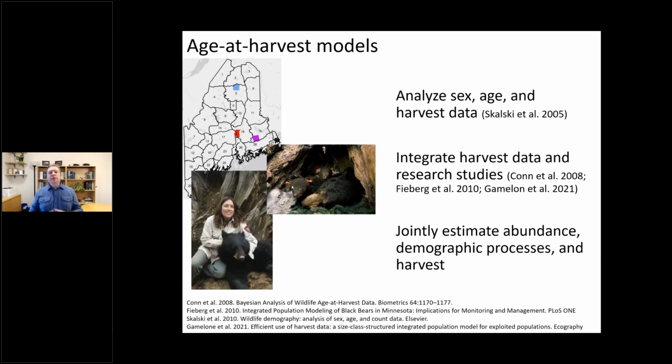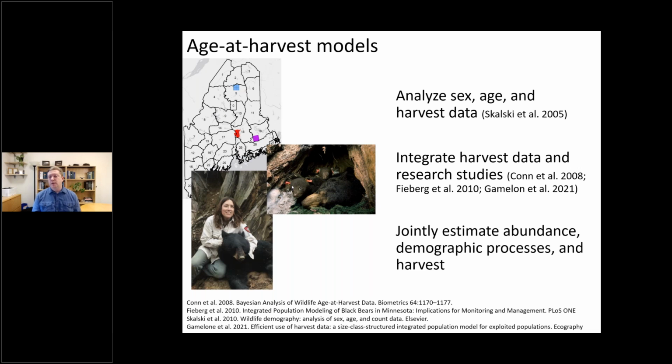So with this in mind, we started talking to this group then about thinking of ways we could use all of these pieces of information to better estimate and address their information needs, particularly state and regional estimates of abundance and the demographic parameters that are driving changes in abundance. And this led us down the road of thinking about age-at-harvest models. And broadly, we can think about these age-at-harvest models as ways that we can analyze the sex, age, and harvest data to get estimates of abundance and how abundance is changing through time.